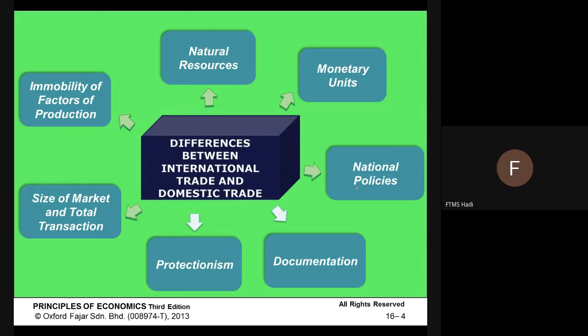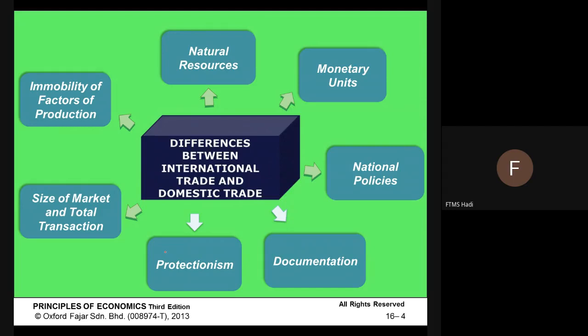Another policy is embargo, whereby some countries, for example, ban Israeli products. Next, documentation. Because of the mode of entry, they need to enter a country and they need to have procedures. International trade is quite strict in terms of documentation compared to domestic trade.